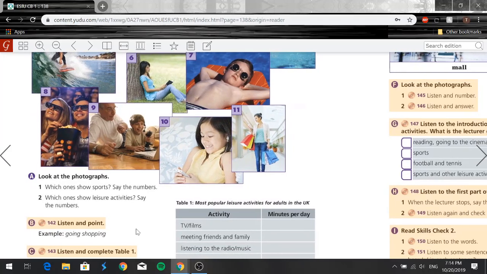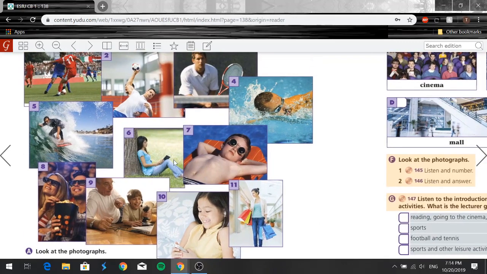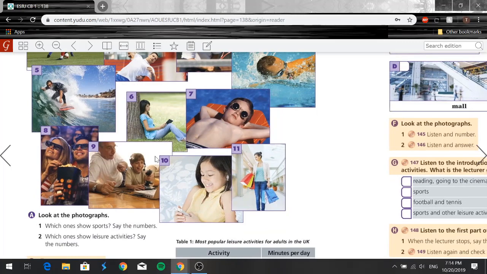Which ones show leisure activities? Say the numbers. Okay, so we'll start from 6 now. So 6, reading. 7, tanning or going to the beach. 8, 9, 10, and 11. So we'll say that from 6 to 11 are all pictures that showcase leisure activities.